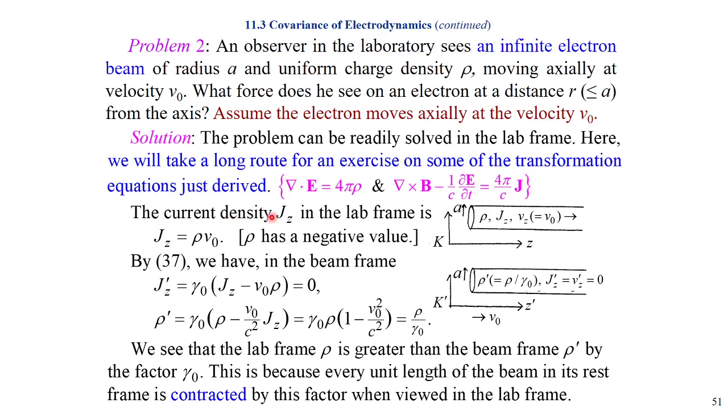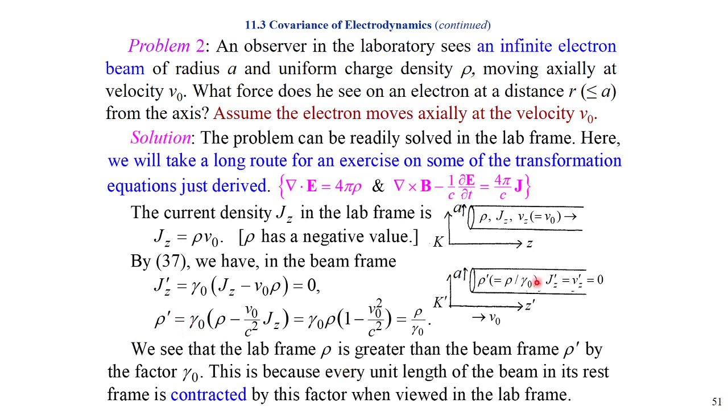First, the current density Jz in the laboratory frame is Jz equals rho v0. In the beam frame, or rest frame, moving with the beam, we get Jz prime equals gamma z times (Jz minus vz rho). If we move with the beam, no charge moves and there is no current. Charges are fixed. And rho prime equals gamma 0 times (rho minus v0 over c squared times Jz). So eventually we get rho over gamma 0.